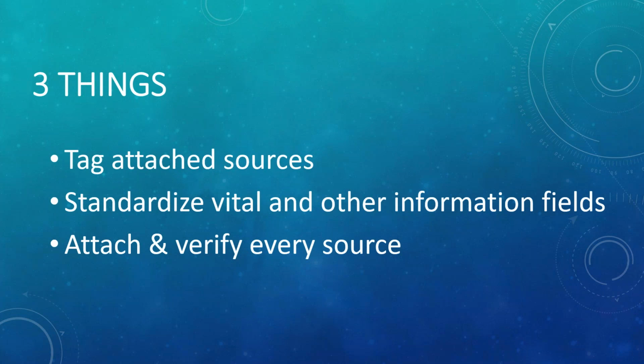So there's three things that I do on almost every record that I touch or person page that I go to. I want to start with, I check to see that all the sources are tagged, they're attached, and then we'll talk a little bit about how to do that. I also standardize vital and other information fields and places. I also attach and verify every source that comes up as a hint. If it's a good source, I want to make sure that it's attached.